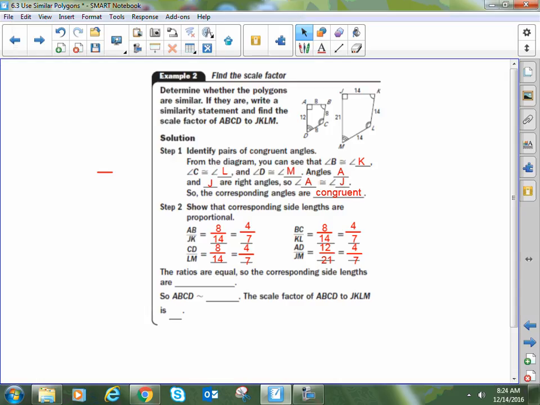So because we have all corresponding angles that are congruent and all corresponding sides having the same ratio, we can say, yes, these figures are similar to each other, and the scale factor is that same ratio, whatever it is. So in this case, the scale factor between these two figures would be 4 over 7, at least the way that we wrote it for quadrilateral ABCD to quadrilateral JKLM. Of course, we could easily reverse the similarity statement, and therefore the ratio for the scale factor, we would take the reciprocal of it.